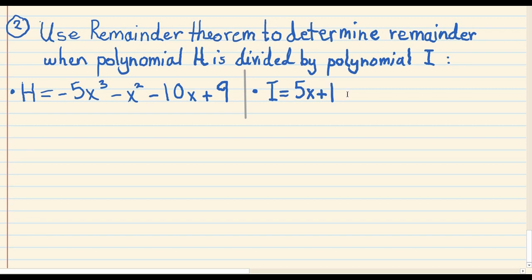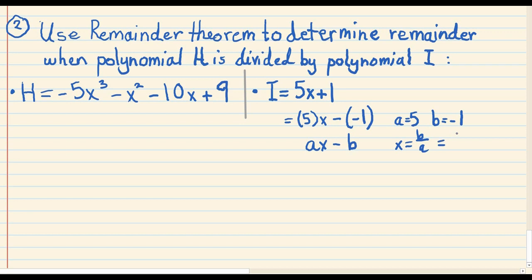So the first step, like before, is taking the polynomial you're dividing by, in this case i, and rewriting it in the ax minus b form. When you do that, you get 5x minus minus 1, which by comparison to the ax minus b shown right below it, tells you that a equals 5 and b equals minus 1. Then you get the value of x by saying b over a, which in this case is minus 1 over 5, or also minus 0.2.